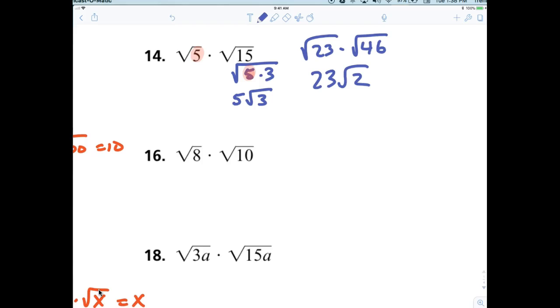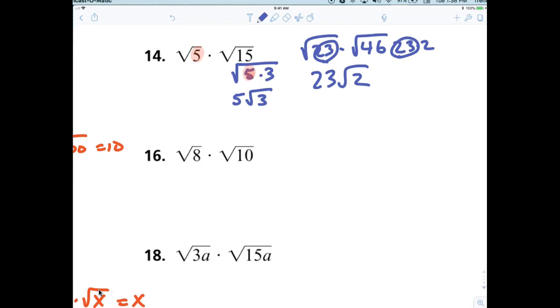All right? Now, how do I see that that's 23 radical 2? Because I know 46 is 23 times 2. So there are 2 23s, so that comes out as a 23. All right, that comes out as a 23, and the 2 is left behind.